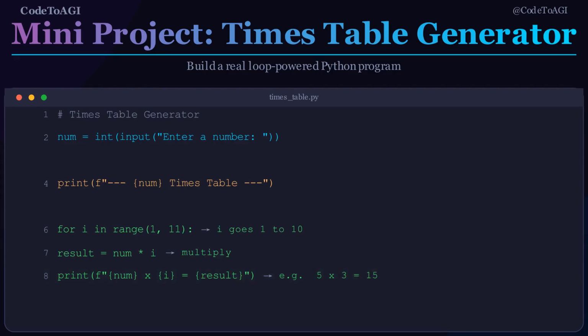For example, if the user enters 5, Python prints 5 times 1 equals 5, 5 times 2 equals 10, all the way up to 5 times 10 equals 50. 10 multiplications, 10 lines, and just 8 lines of code. That is the power of loops.